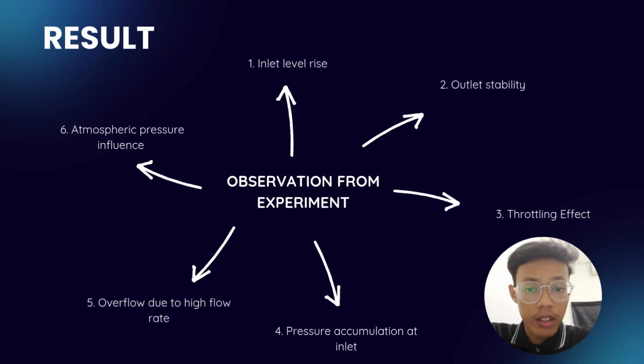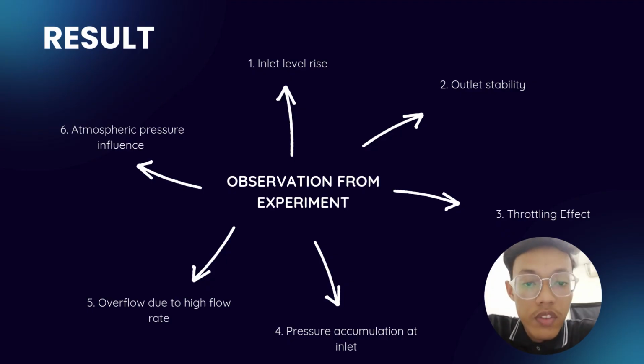This experiment was conducted by systematically adjusting the valve opening from 0 degree to 50 degree to monitor the physical behavior of the fluid flow through the manometer tubes. As illustrated by the diagram, we identify several key phenomena. First, we observe a significant inlet level rise as the valve opening was reduced. In contrast, the outlet stability remained consistent, showing minimal change even after the 30-degree mark, which indicates that the discharge was no longer affected by the high upstream pressure.